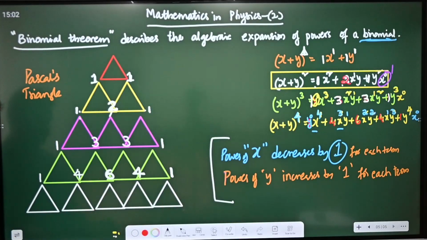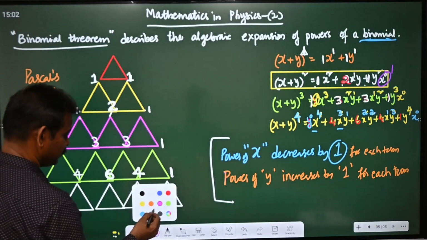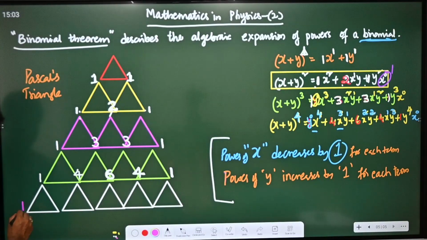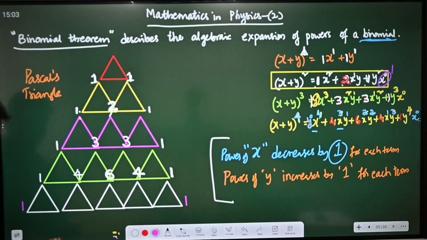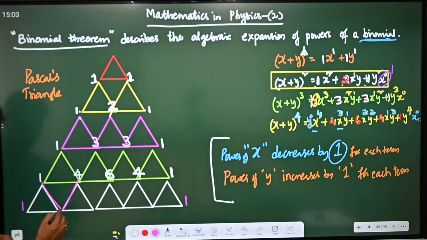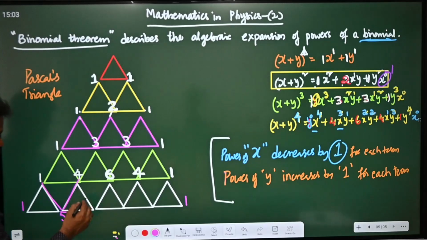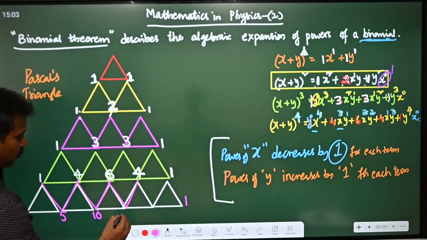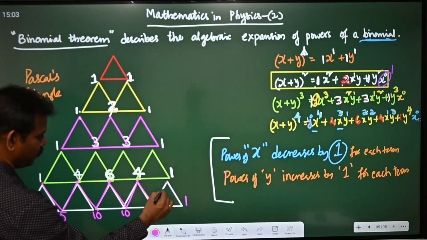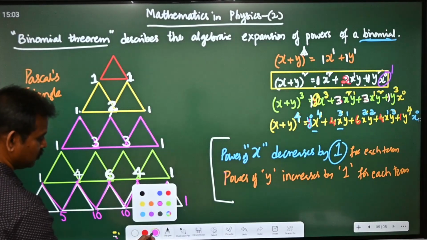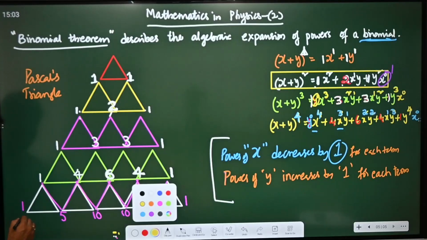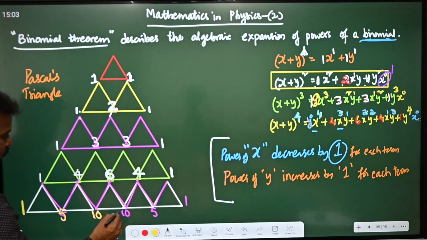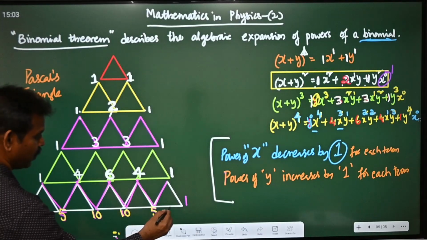Next, I am going to write the next one. For x plus y whole power 5, this will be 1, this will be 1. And if you add this 1 and 4, you will get 5. 4 and 6, you will get 10. 6 and 4, you will get 10. 4 and 1, you will get 5. So these are the values that I am going to get for the last expansion, that is x plus y whole power 5 here. These are the values.